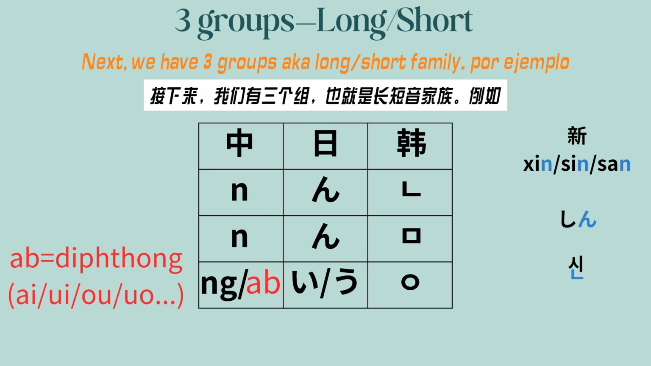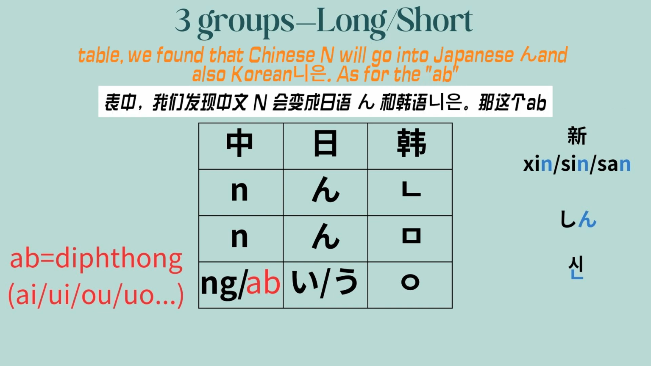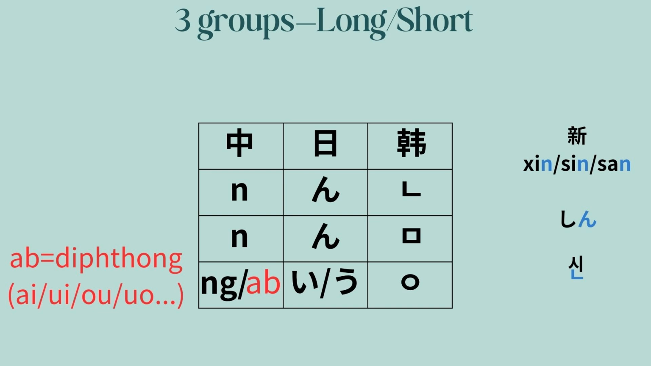Next we have 3 groups, aka long short family. Por ejemplo, この漢字はさ、どっちでも N があるじゃん。And according to this table, we found that Chinese N will go into Japanese N and also Korean Nian. 那这个 AB 指的是双元音 aka diphthongs like AI, UI, OU, etc.